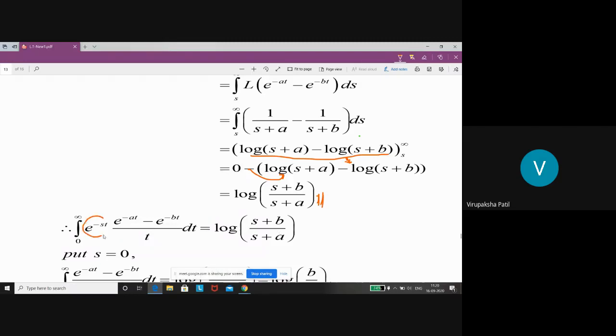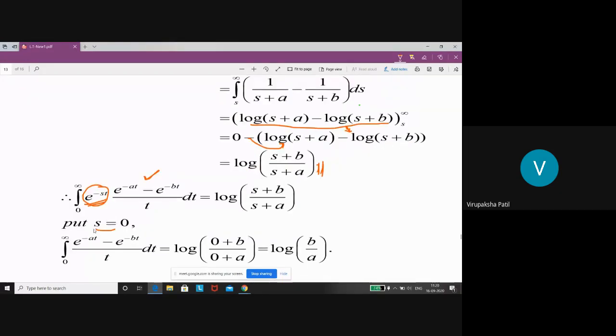Now we don't want this quantity. We want only the value of this integral involving only these terms. So what we have to do? We have to remove this. For that, again we have to put s is equal to 0, on both sides. So it becomes integration 0 to infinity. E to the power 0 is 1, so no need to write that. Then e to the power minus at minus e to the power minus bt divided by t dt is equal to log of (0 plus b) divided by (0 plus a), which is log b by a. This is your actual answer. Is that clear?